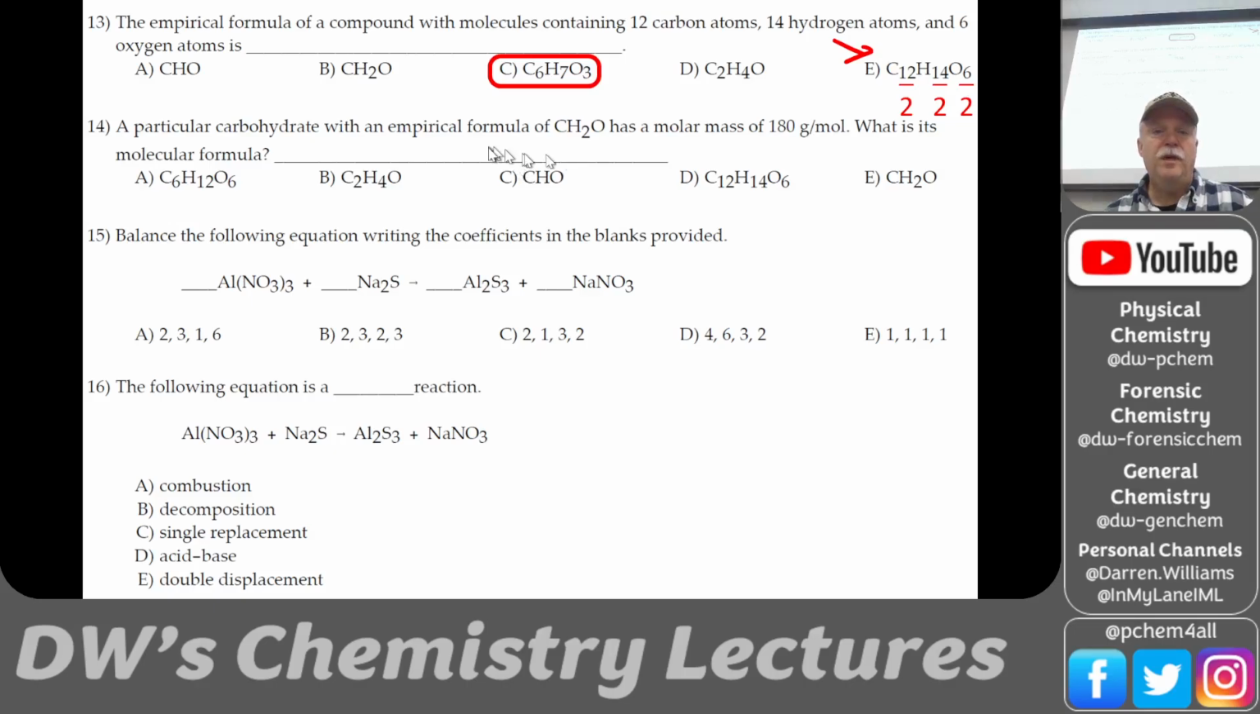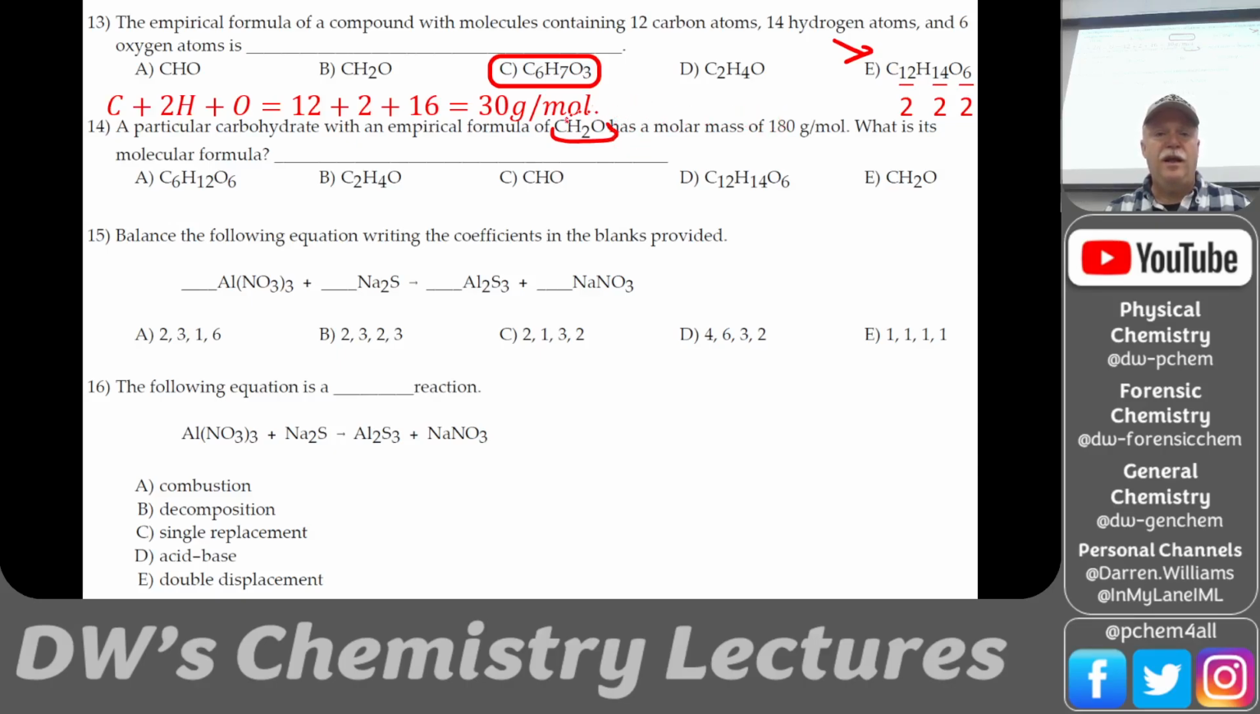Now, if we knew the molecular weight, we might be able to come up with the molecular formula. So here's the molar mass of this CH2O carbohydrate compound. What's its molecular formula? Okay, so the weight of this empirical formula is 30 grams per mole. So we added this up. We had a carbon plus 2 hydrogens plus an oxygen. That's 12 plus 2 plus 16. So that's 30 grams per mole.